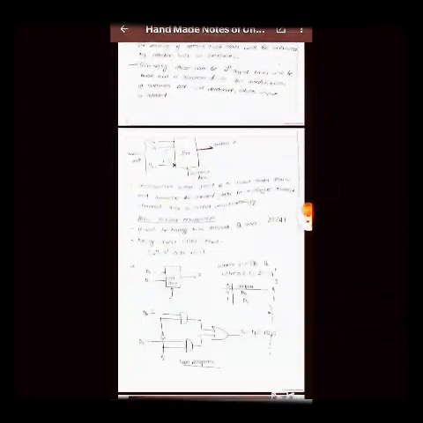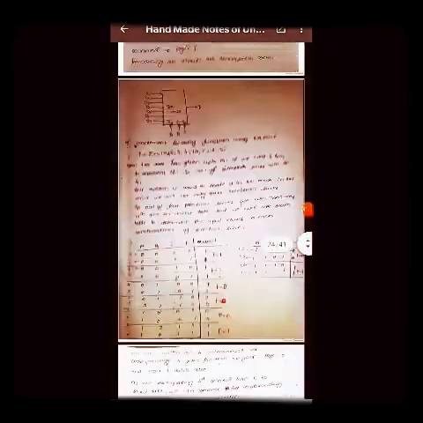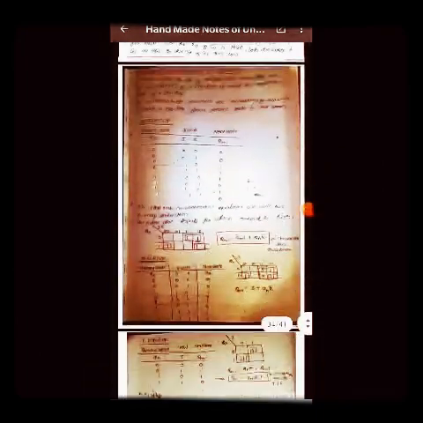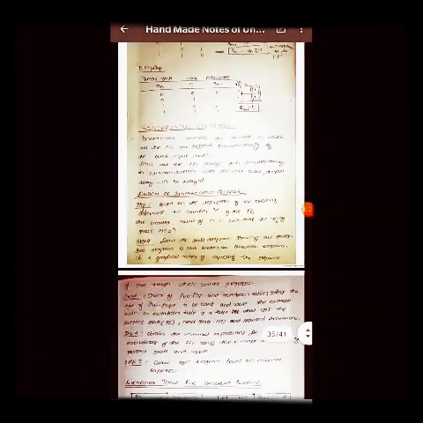I'm going to explain some synchronous counters, how they work, and as you can see on the screen, these are handmade notes. Let's move to synchronous counter. Synchronous counter is starting from here.